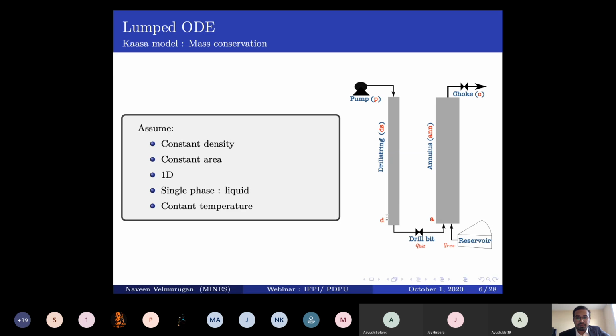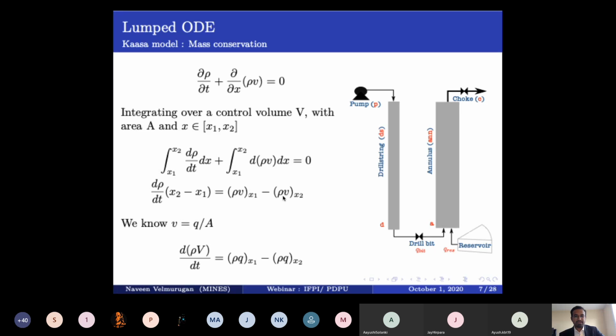For this particular model, we're going to assume we only have a single pipe of constant area, and the same goes for the annulus, right? Here we are only assuming a single phase fluid flow. The drill string, annulus, and the reservoir are filled with liquid. And also we assume that everything is at constant temperature. Sorry for the typo, it should be constant temperature. So we don't need to include the energy equation or thermodynamical balance. Okay.